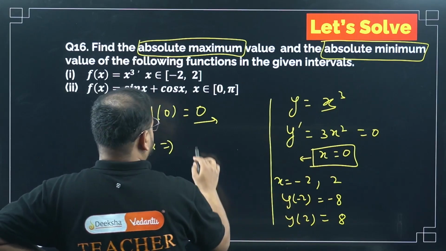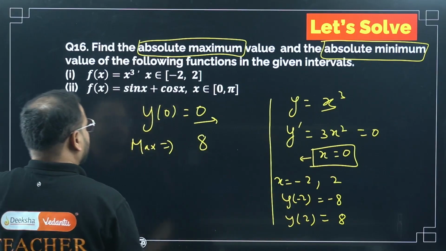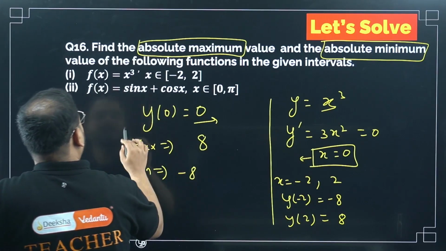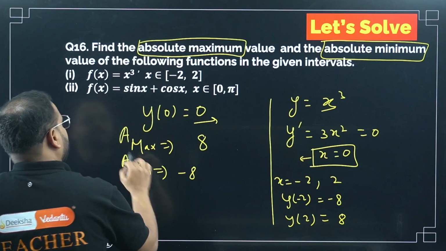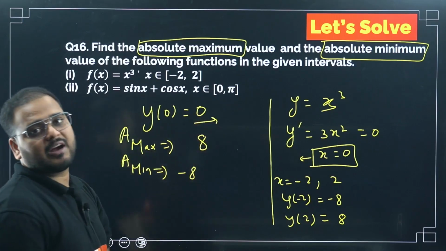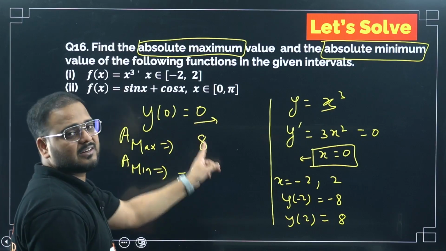Maxima is 8, okay? And minima is what? -8. What is the absolute maxima? And absolute minima is like this, 8 and -8. Even though 0 was also a minimum value, we can't take that. We can take only -8 and 8, okay?